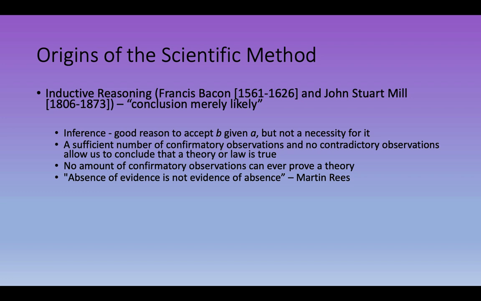And basically what we're saying is that we think there's a good reason to accept B given some observation A, but it's not a necessity, right? And how this works is we usually have a sufficient number of confirmatory observations, or observations of the natural world, with no contradictory observations, right? And this allows us to conclude that a theory or law is supposedly, quote unquote, true, right? And there are some issues with this type of approach.